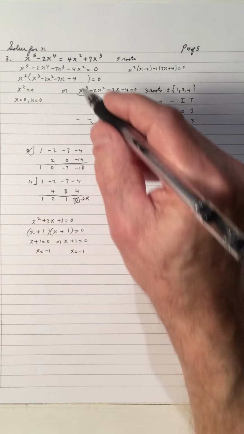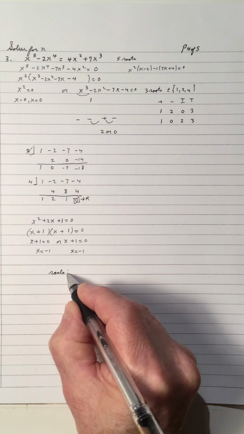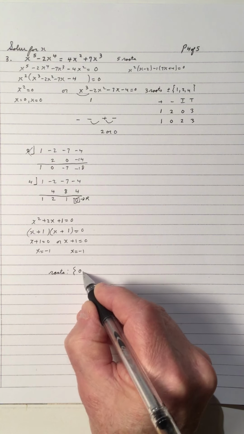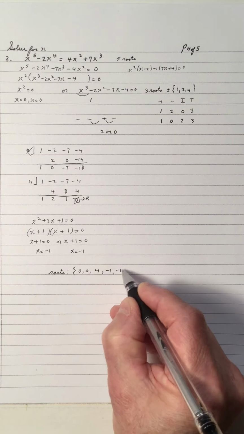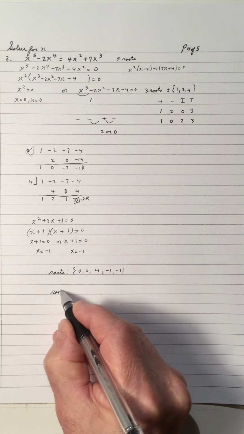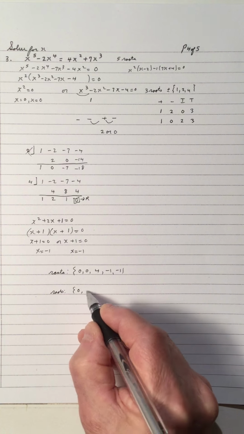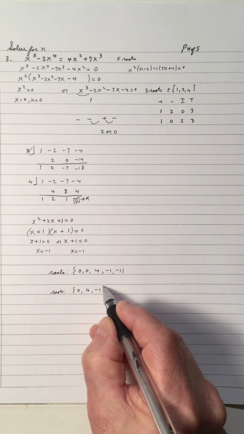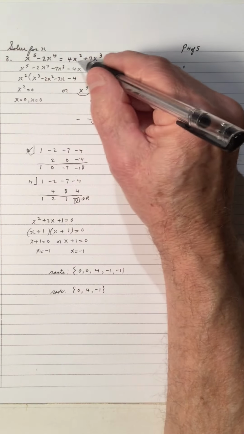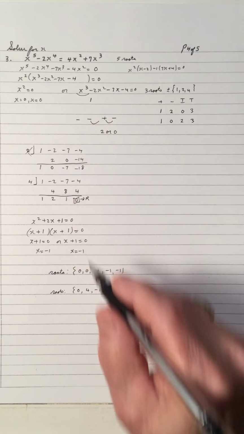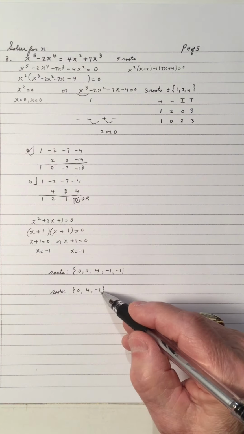We have a 4, and we have 2 zeros. So the roots are 0, 0, 4, negative 1, negative 1. And again, check with your teacher. If you just say I got a root of 0, a root of 4, and a root of negative 1, these 3 roots will make this equation true. But I just want to emphasize that there's 2 zeros and there's 2 negative 1s.